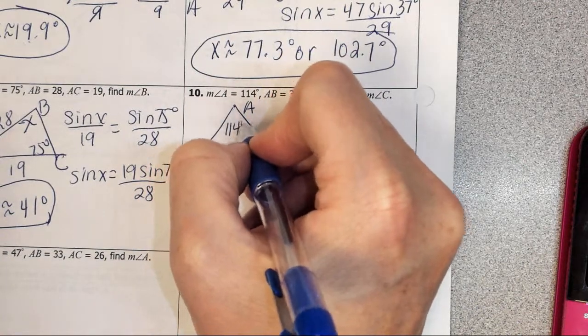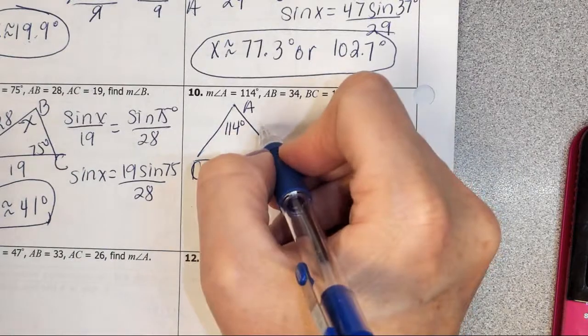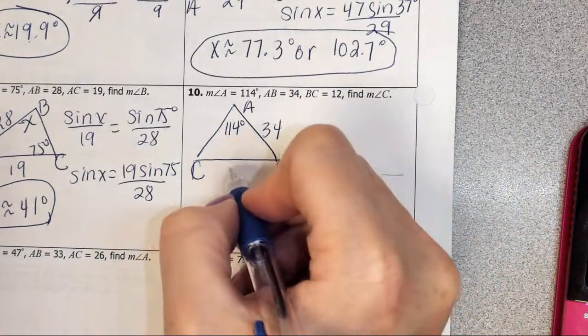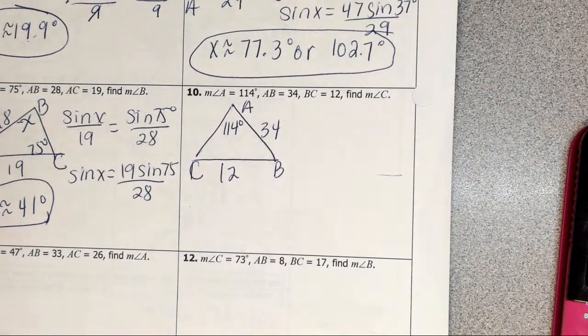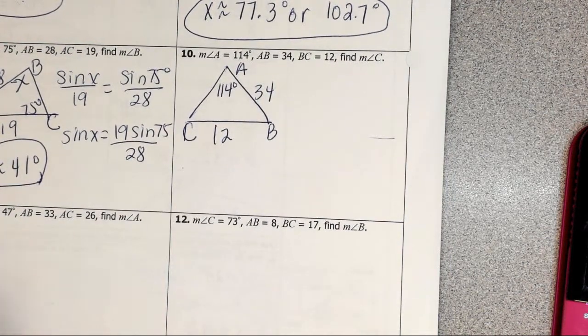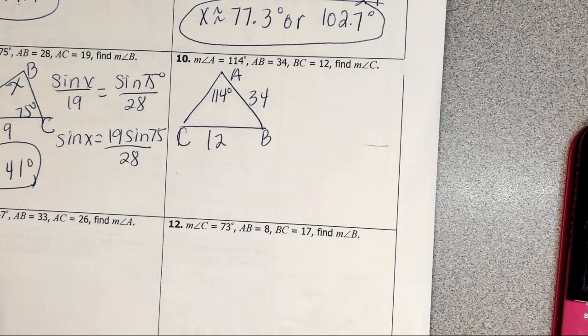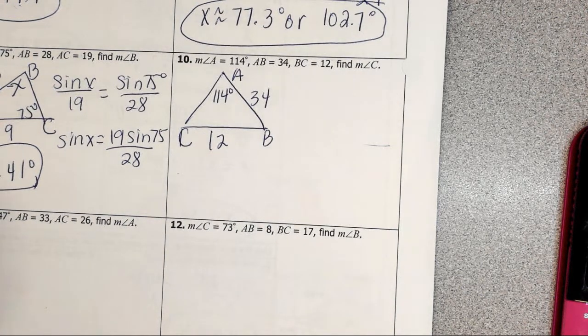Call that A, and that's 114. Doesn't matter which order you go or anything. This is 34 and 12. Okay. Right now, I already know that this is no solution. Can anybody explain why? Go ahead, Cooper. Because 114 is obtuse, and there can only be one of those, but it's on the short side, so can't do that.